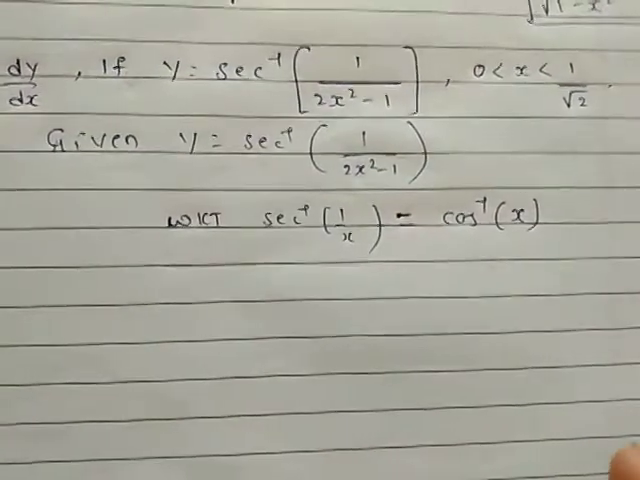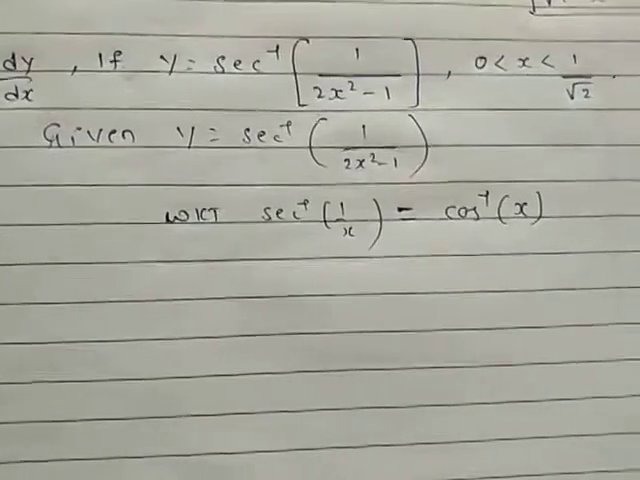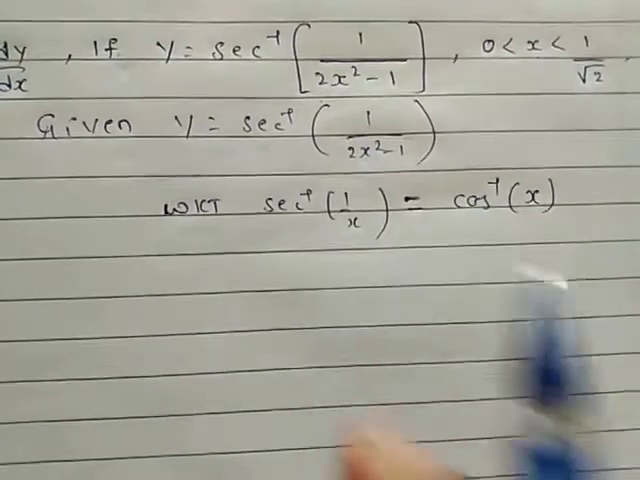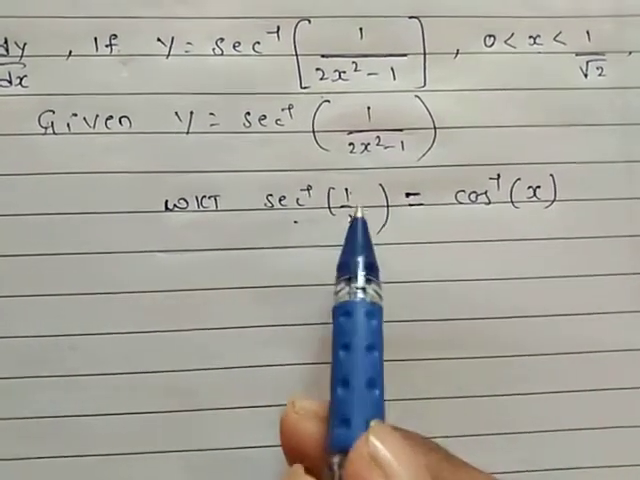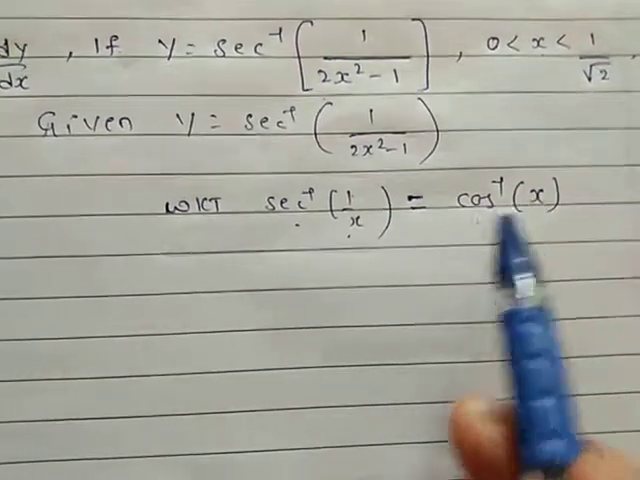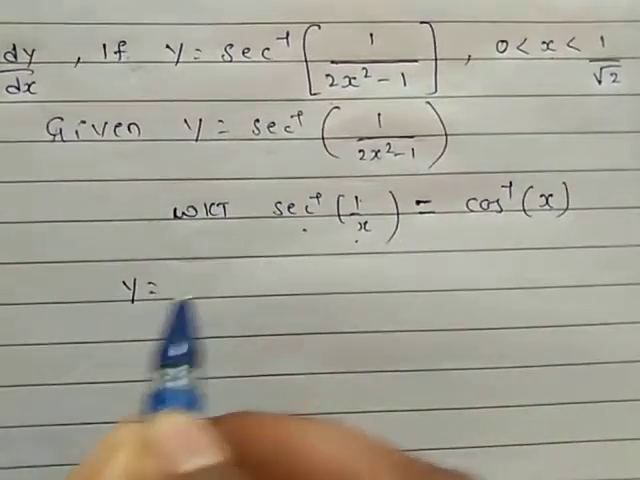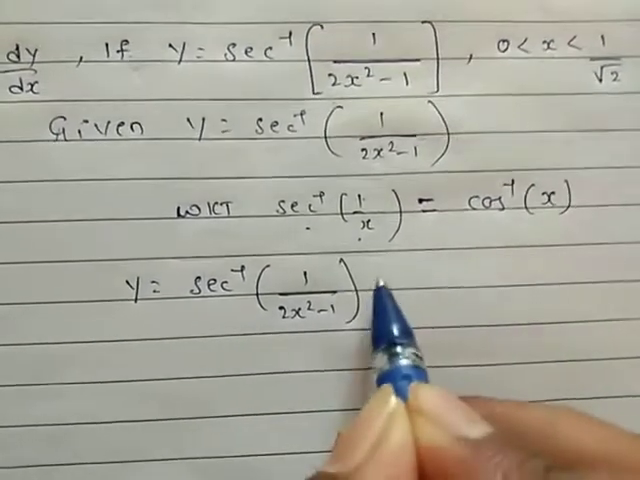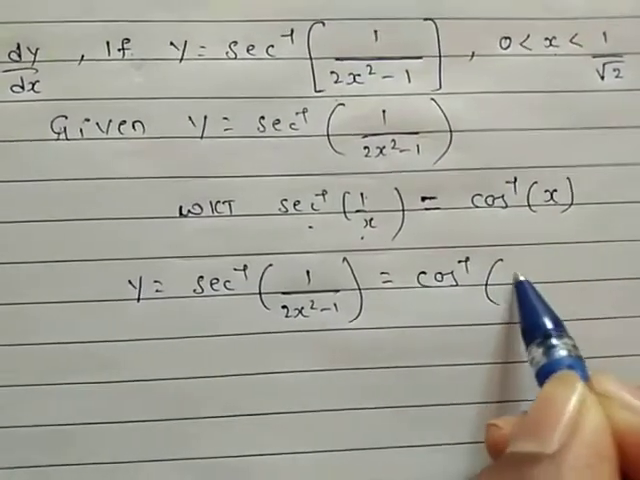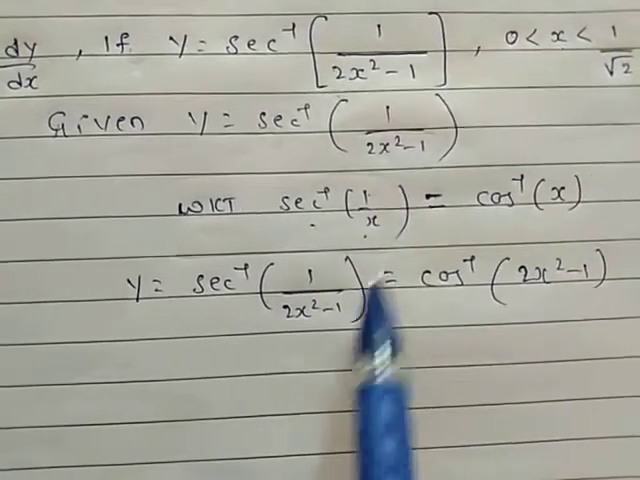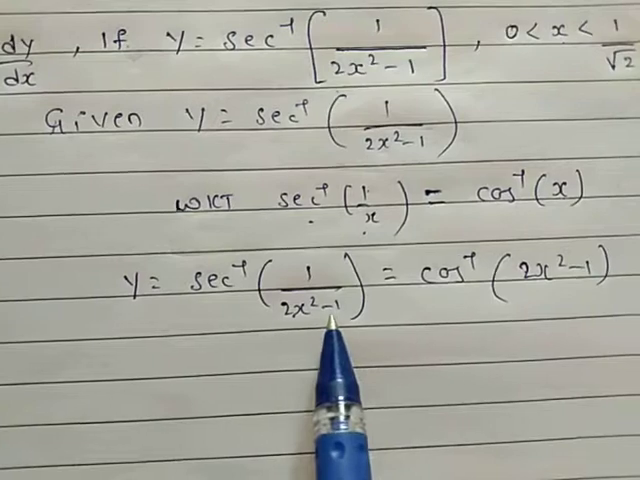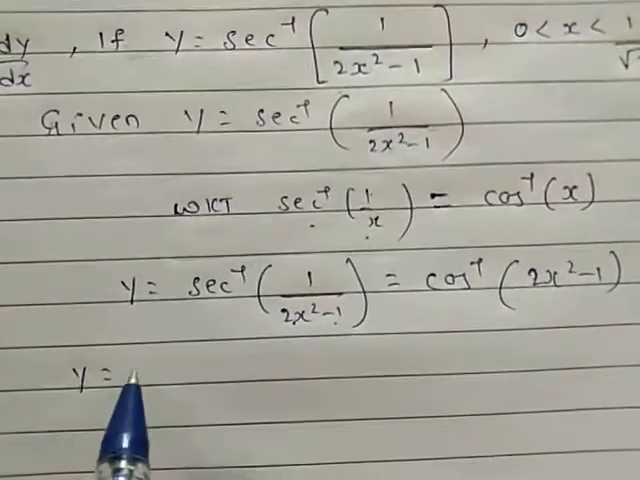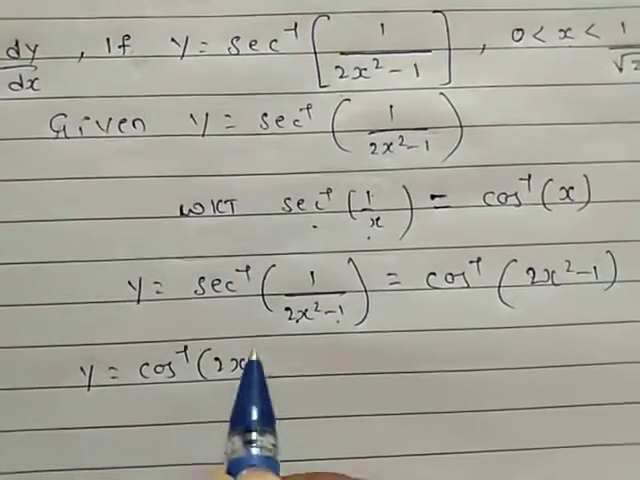You need to glance over the identities of the inverse trigonometric functions. Under those identities, we can say that secant inverse of 1 by x can also be written as cos inverse of x. By using this, y is equal to secant inverse of 1 divided by 2x square minus 1 is nothing but cos inverse of 2x square minus 1, because in the place of x, we have 2x square minus 1. So we have concluded that y is equal to cos inverse of 2x square minus 1.